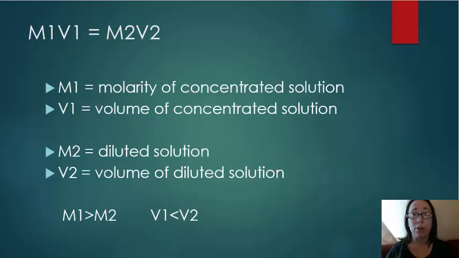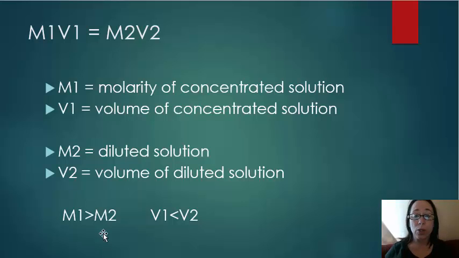Here is the equation for all dilutions. M1V1 equals M2V2, where the ones indicate what we're starting with, so the concentrated solution, and the twos indicate what we're ending up with, or the dilute solution. So M1 is the molarity of the concentrated or stock solution. V1 is how much of that stock solution we start with. M2 is the molarity of the diluted solution, and V2 is the volume of the diluted solution after we've added the water to it.